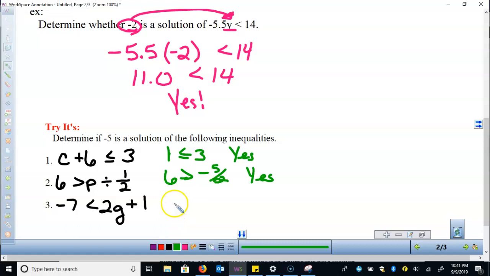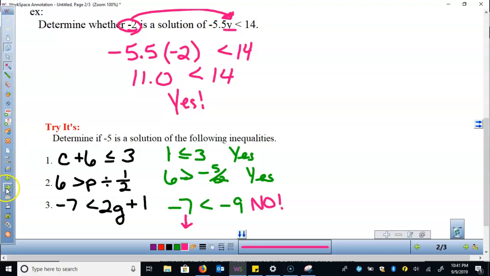As far as the last one goes, we end up getting that -7 is less than -9 after substituting. I have this little phrase to help us remember: the greater the negative, the smaller the number. In other words, -9 is to the left of -7. So it's actually smaller than -7, not greater than, as this would suggest. So no, in this case, -5 is not a solution of this inequality.